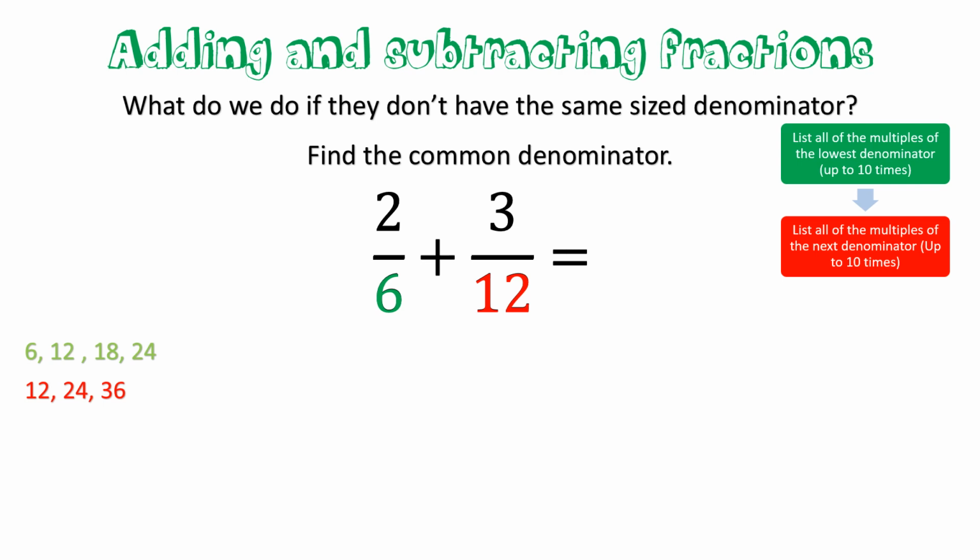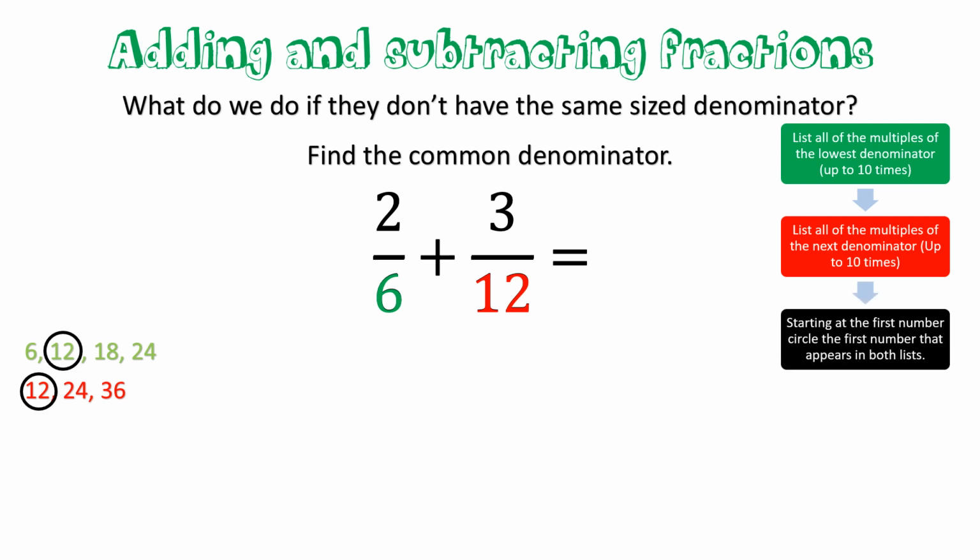Now at this stage, I've got two lovely lists, and I'm going to look at which number appears in both lists first. So 6 doesn't appear in the 12 times table, but 12 does appear in the 6 times table, and it does appear in the 12 times table. So I'm circling those two numbers.